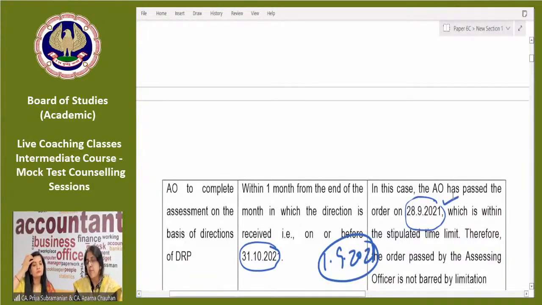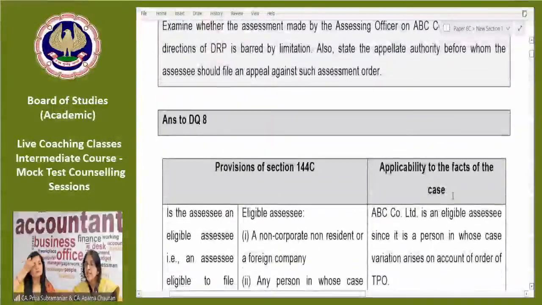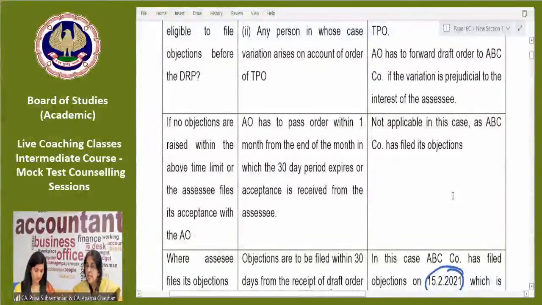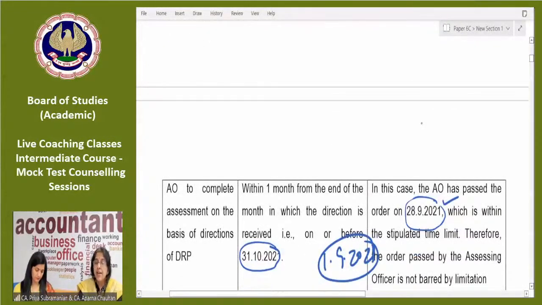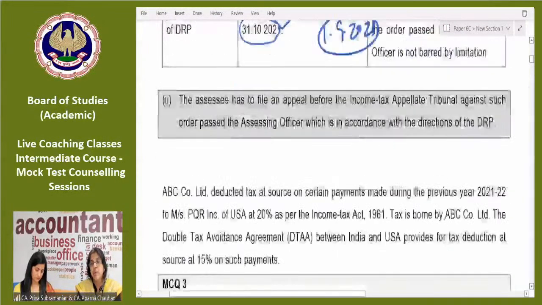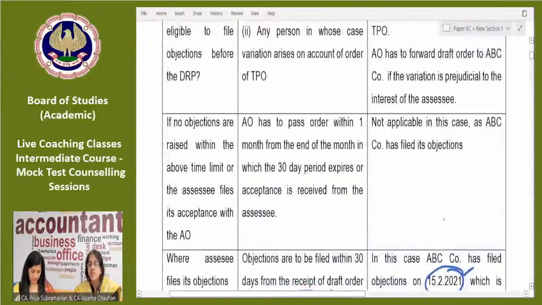So everything has been within the stipulated time limit. The assessee has filed his objections before the 30-day time limit, on 15/2/2021 itself, though it had time up to 1/3/2021. DRP had time to issue binding directions by 31/10/2021. It has done it by 1/9/2021 itself. AO had time up to 31/10/2021, but it has done it on 28/9/2021 itself. So the order is not barred by limitation. That is what the question asks us to check.